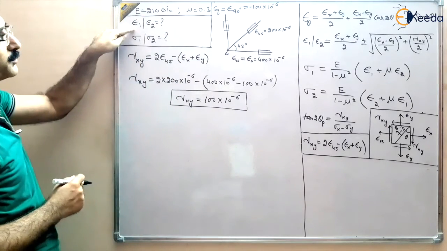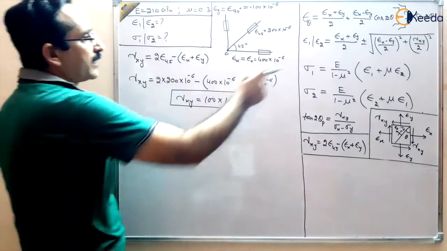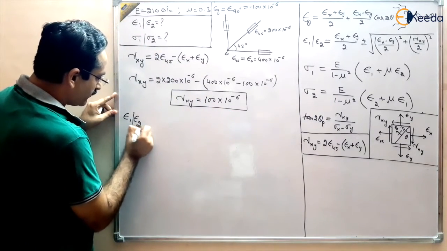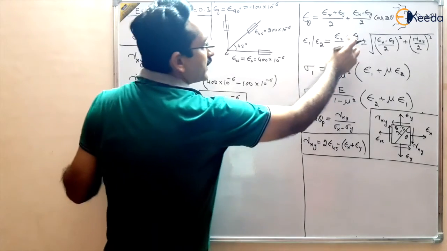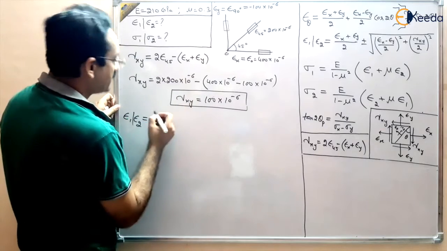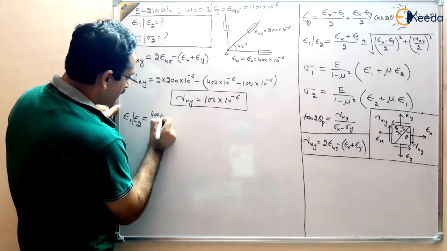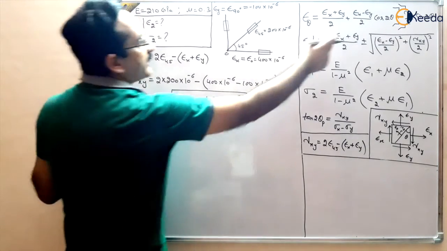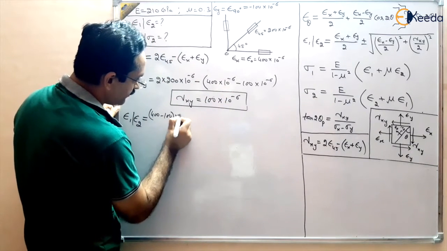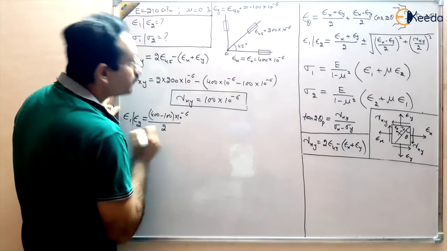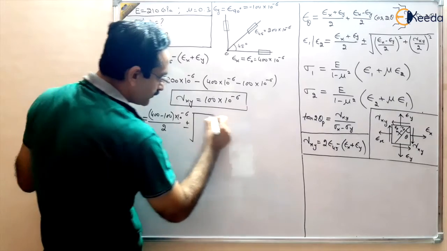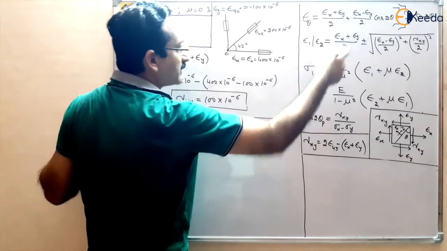Our target is to find out principal strains. So find out epsilon 1, epsilon 2. You will get epsilon 1, epsilon 2. We can find out using this formula. Epsilon x plus epsilon y by 2. So epsilon x is this 400 plus epsilon y, minus 100 multiplied by 10 to the power minus 6, divided by 2, plus minus under the root, epsilon x minus epsilon y by 2.